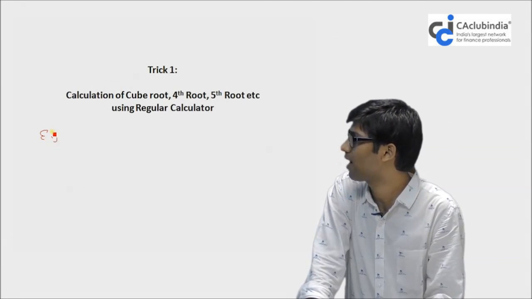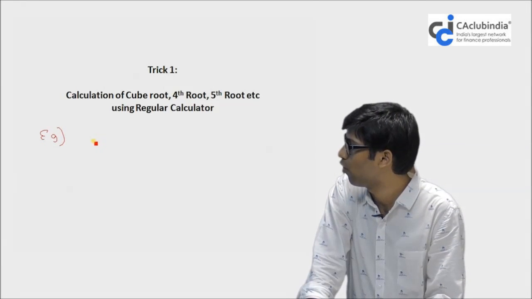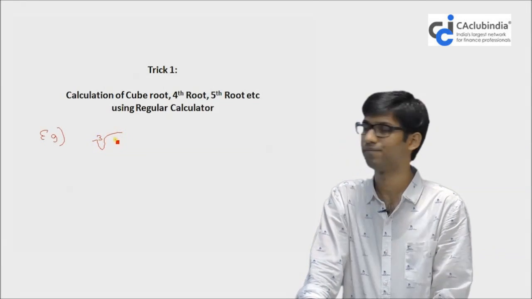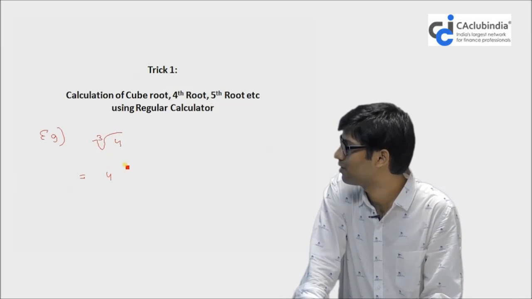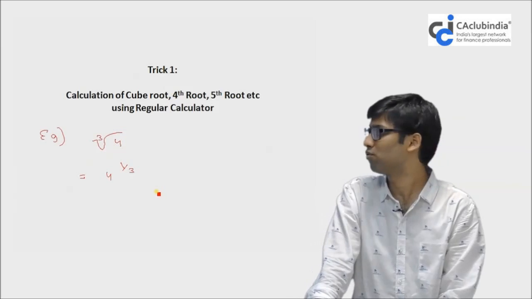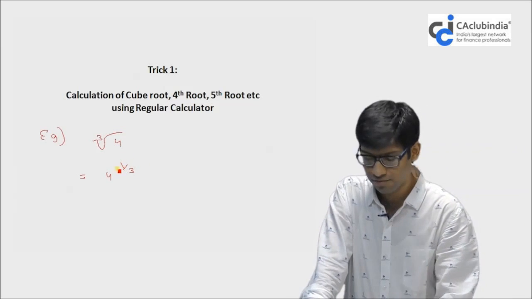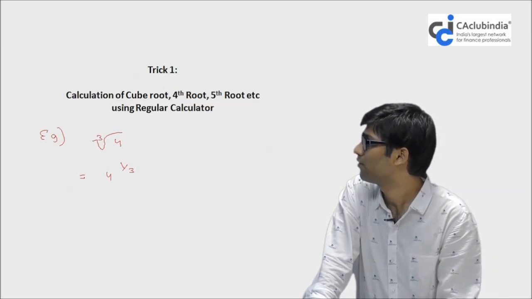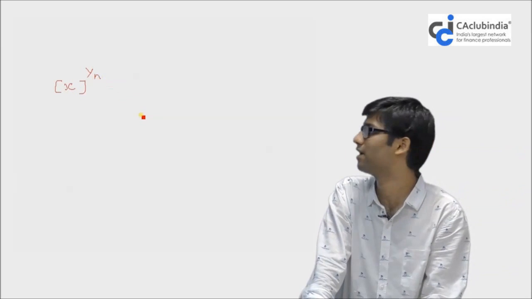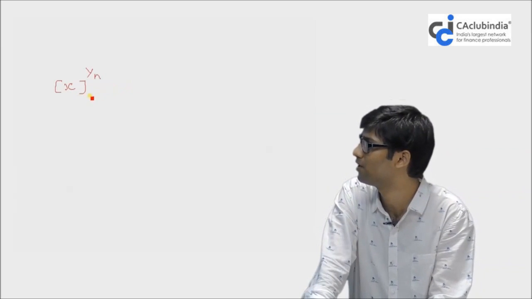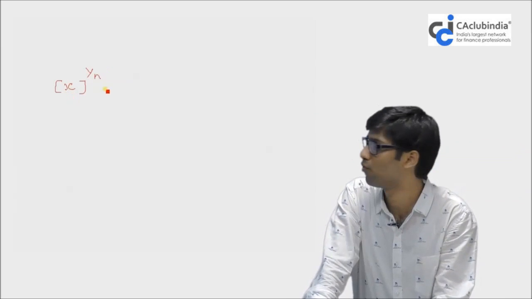Example, I want to calculate the cube root of 4. Now that is equal to 4 raised to 1 by 3. To solve this on the calculator, we will use a format. The format is x raised to 1 by n. We want to calculate x raised to 1 by n. In our example, it is 4 raised to 1 by 3. So what we need to do?